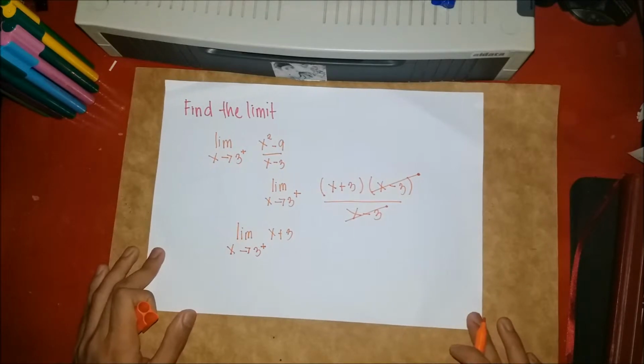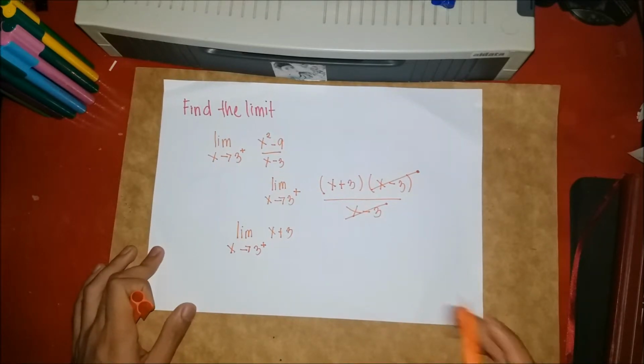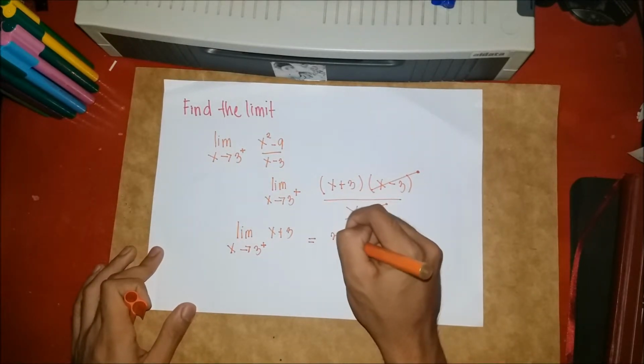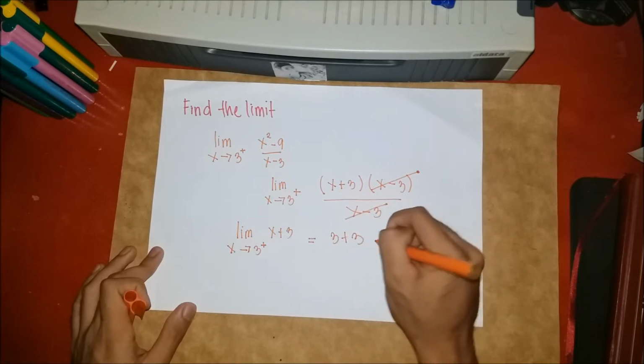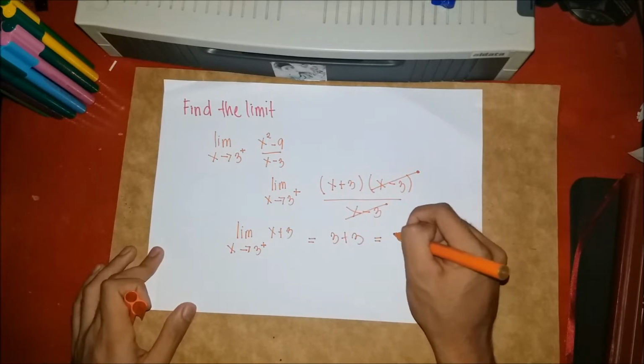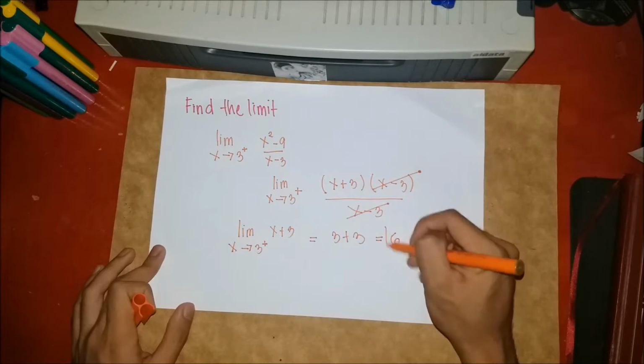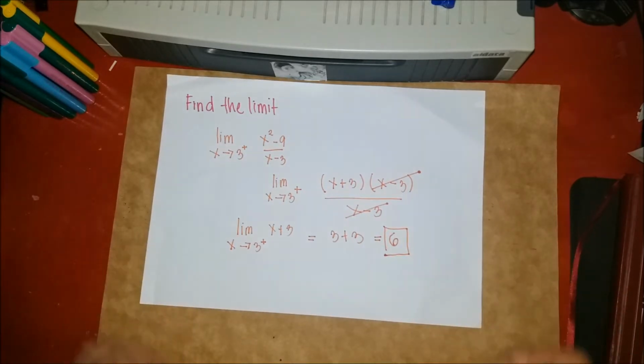So, we can use direct substitution in this one. We have 3 plus 3, which equals 6. So this is the final answer. And now, we are done with one-sided limits.